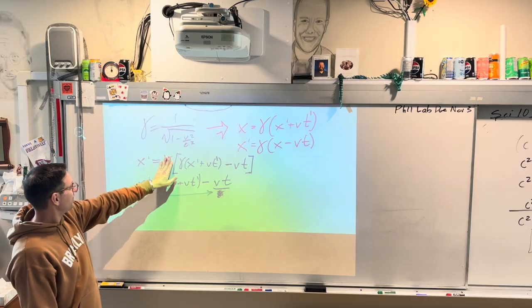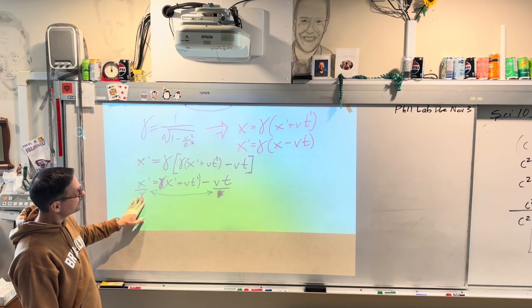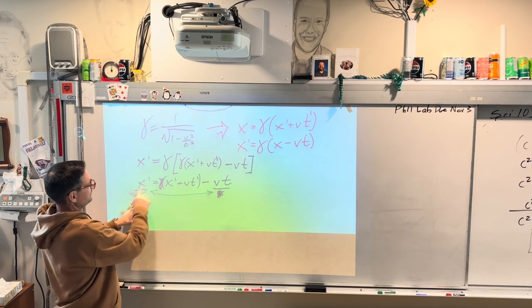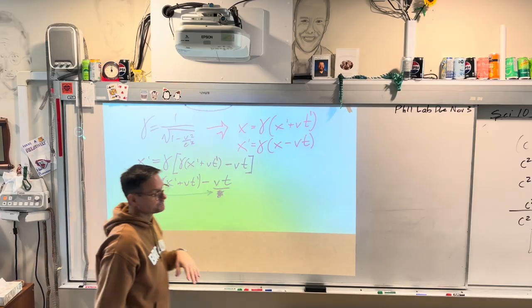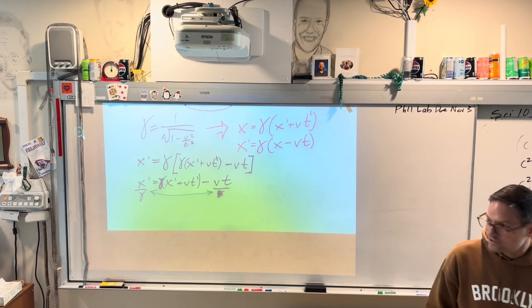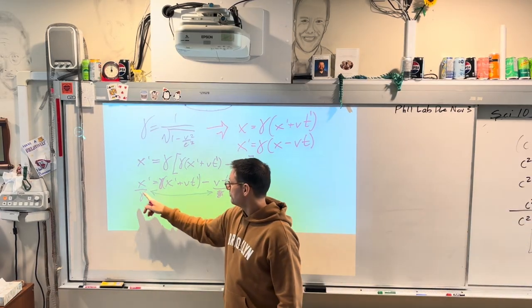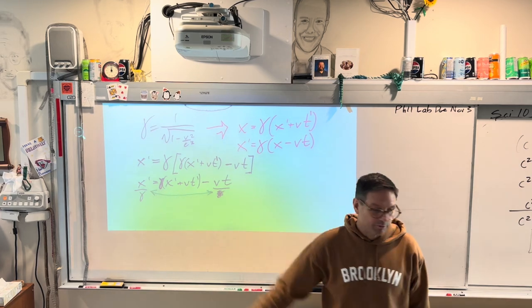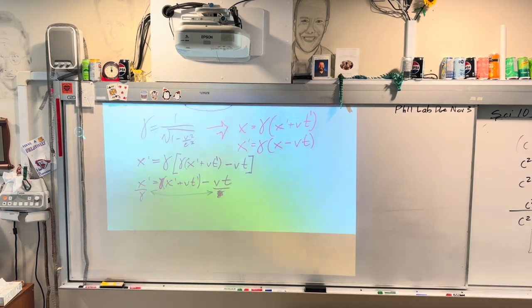I took this gamma and I put it under here, and it kind of disappears from the rest of it. And then we're going to just add this vt over and subtract the x prime over gamma to the other side. I'm just going to try to quickly finish this so you guys can see this, because some of you guys are writing a math contest, which is cool.